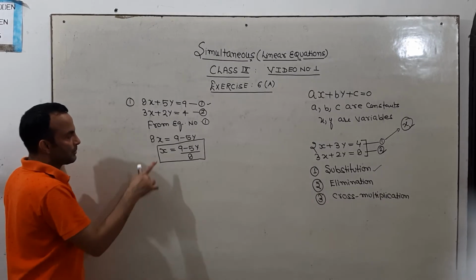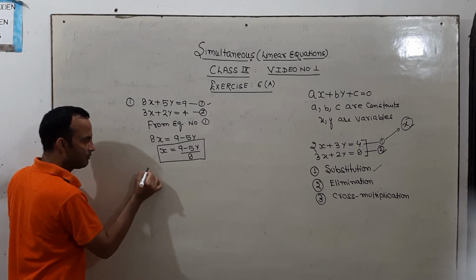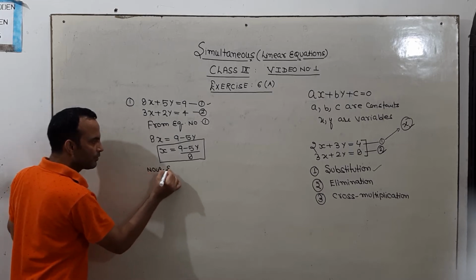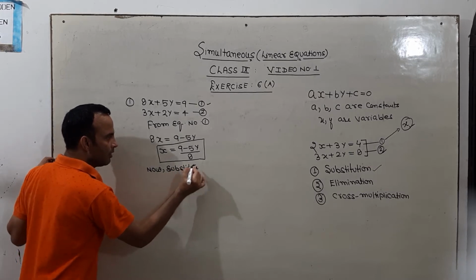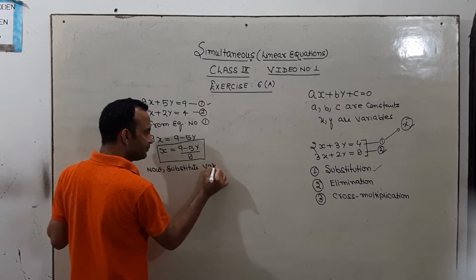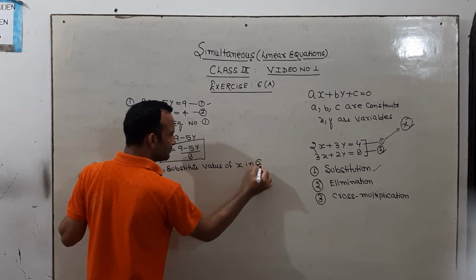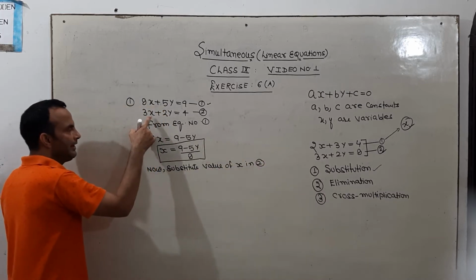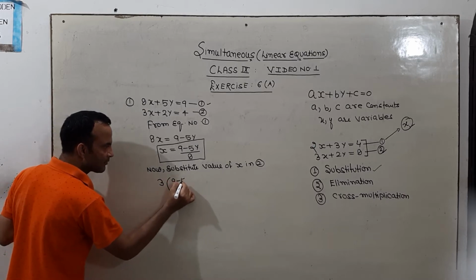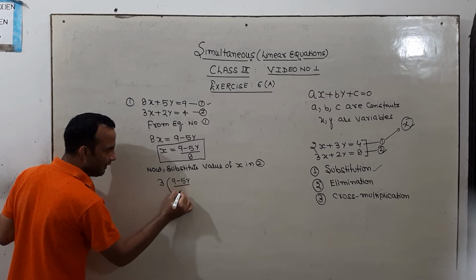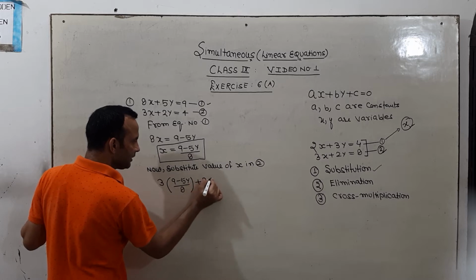Now substitute this value of the variable x in equation number second. Substitute the value of x in the second equation. The second equation is what? 3 times x. In place of x, substitute (9 minus 5y) upon 8, plus 2y is equal to 4.